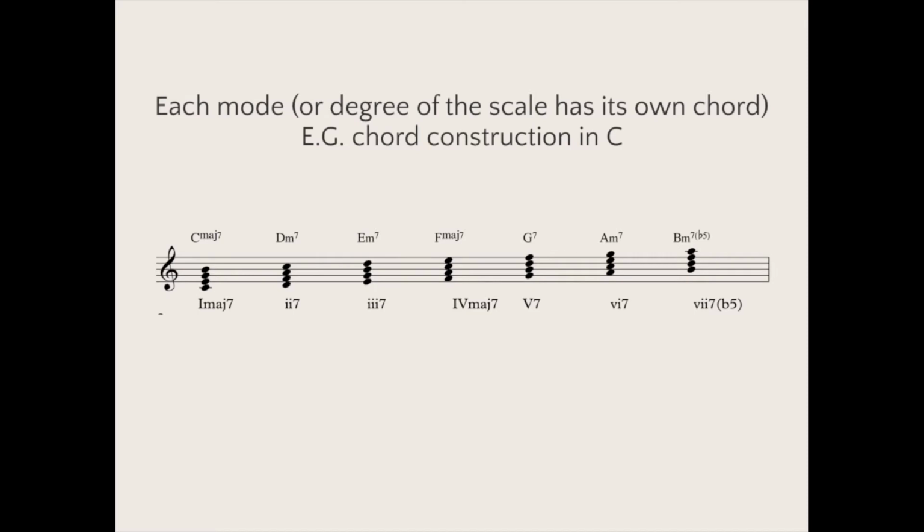The 2 is a minor 7, which in this case is D minor 7. The 3 is a minor 7. The 4 is a major 7. The 5 is a dominant 7. The 6 is a minor 7. And the 7th is a half diminished or Locrian, minor 7 flat 5. This will occur in any key of the major scale. You will still get the same qualities on each chord degree.